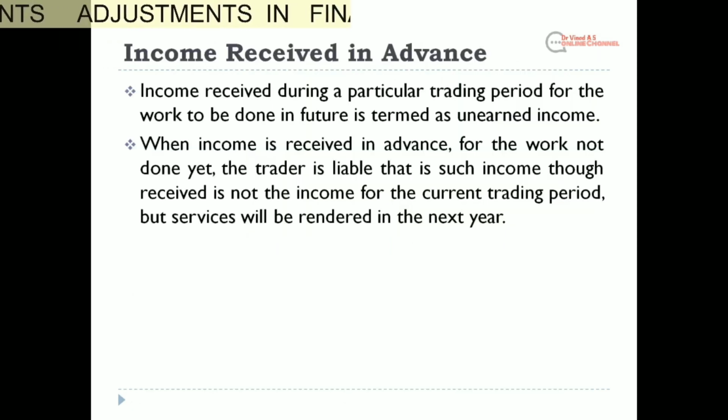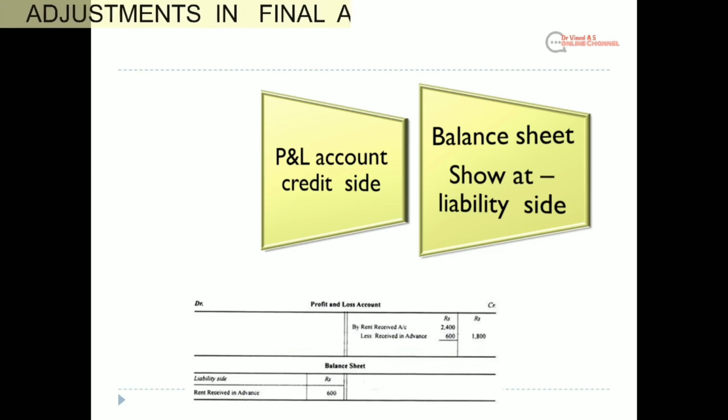And the next adjustment is income received in advance. Income received during a particular trading period for the work to be done in future is termed as unearned income. When income is received in advance for the work not done yet, the trader is liable for such income. It is not the income for the current trading period, but the services will be rendered in the next year. So this is the nature of income in cases of income received in advance. If income is received in advance, it will be deducted from the concerned income on the credit side of your profit and loss account, and the same will be shown on the liability side of your balance sheet.